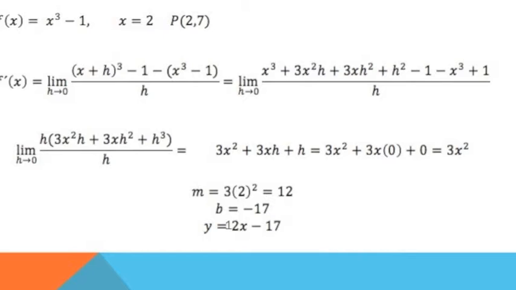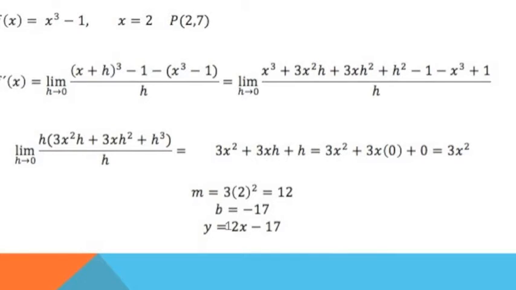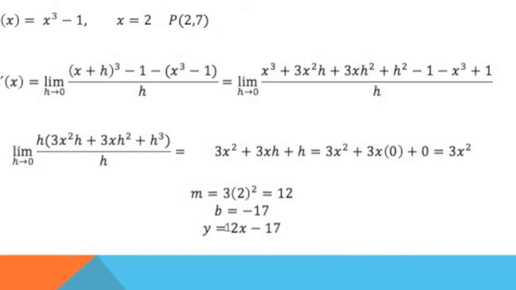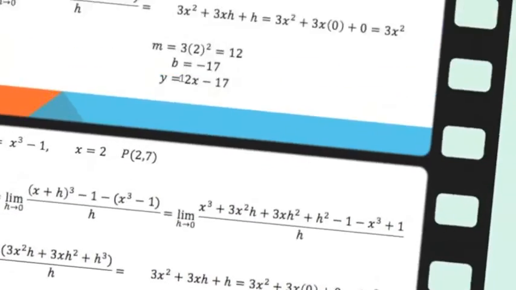So for m we have to substitute in the derivative our x, and for b we have the formula y equals mx plus b, so we substitute values also in there and we get minus 17, and our y is 12x minus 17.